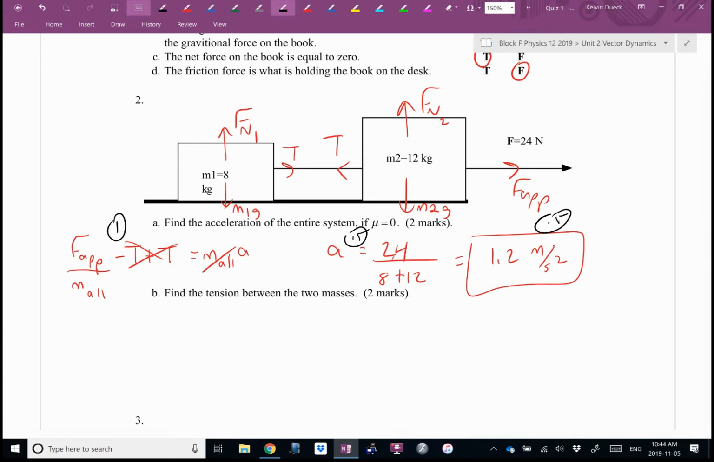Find the tension. I'm going to find the tension from mass 1, because then my equation is going to be tension equals M1A. You could also go 24 minus tension equals M2A. Tension is going to be 8 times 1.2. 8 times 1 is 8. 8 times 0.2 is 1.6. 9.6 newtons, yes?